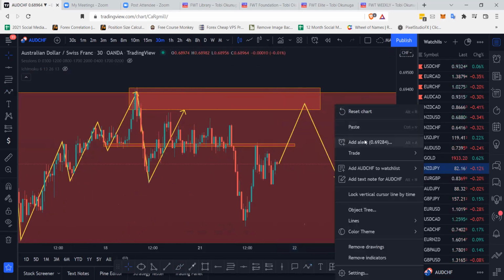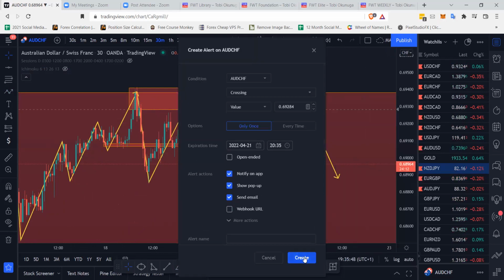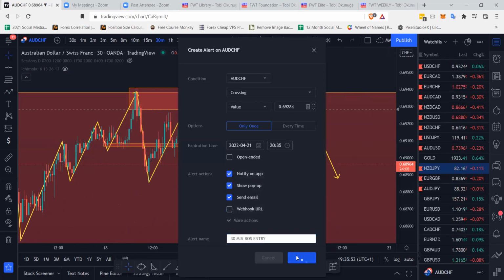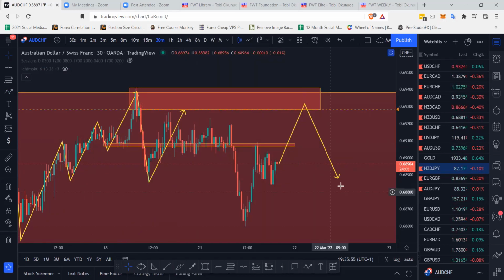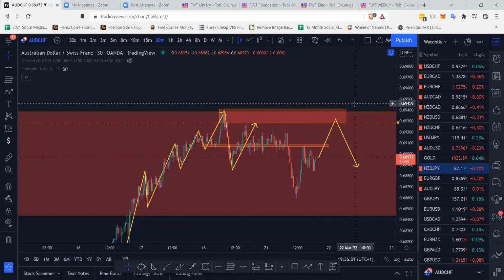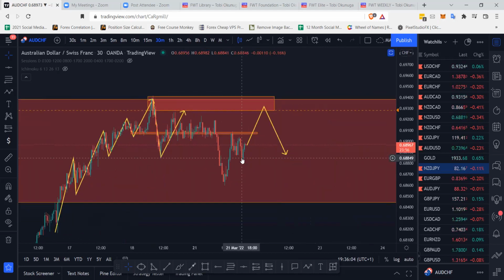So you want to set your alert here for AUDCHF, 30 minutes breakout structure. Okay, Mr. Fizz, so that's what I would do if I'm to enter this AUDCHF trade. So it's not just a waiting game for you. And then with your alerts, you won't have to really be checking your charts all day. You understand?